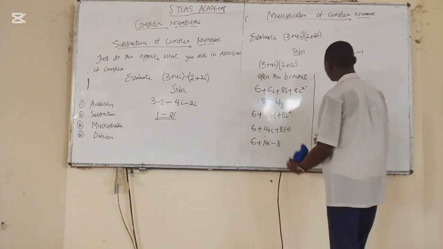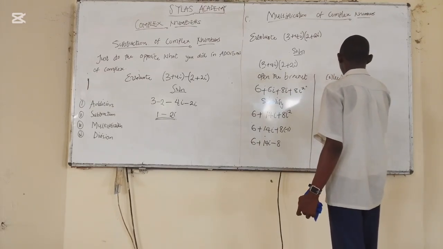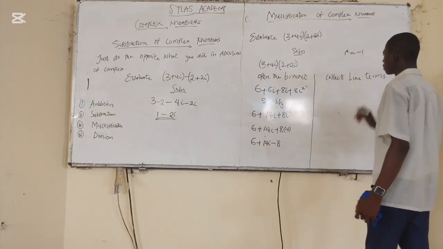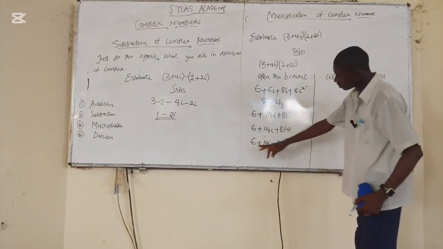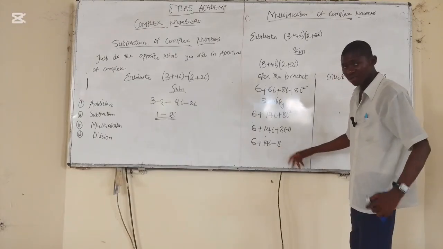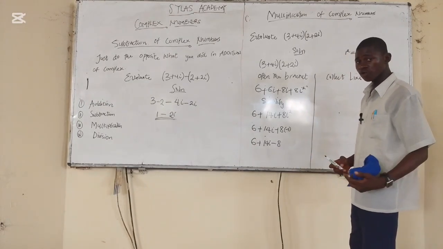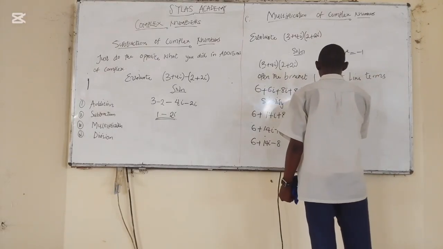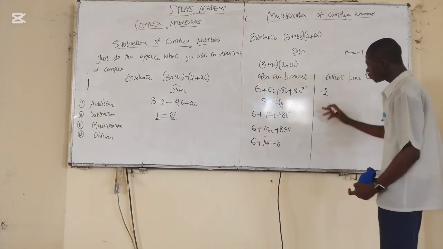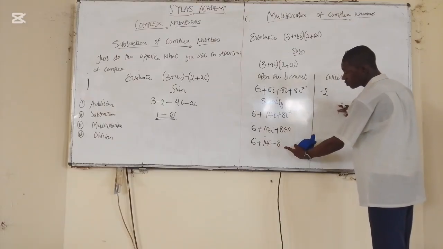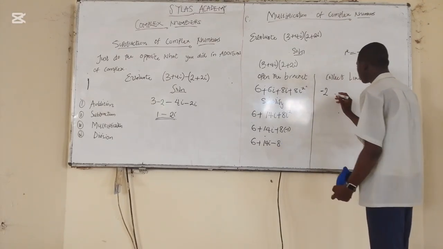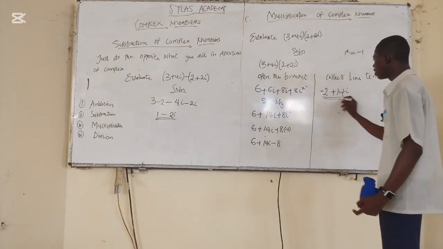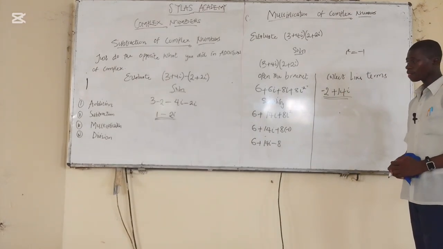Next, you collect your like terms here. In collecting your like terms, 6 here and 8 are like terms because they have no coefficient. Are you following now? So 6 minus 8 will give you minus 2. Are you following now? 6 minus 8 gives you minus 2. Then plus 14i, and this becomes your final answer. Are you following now?